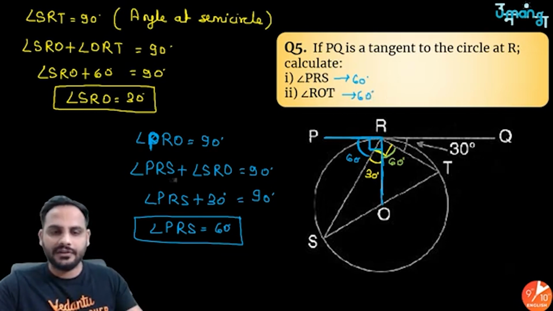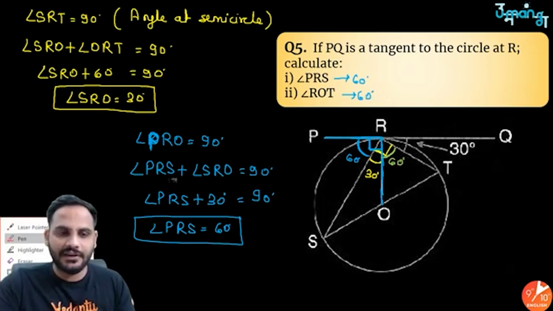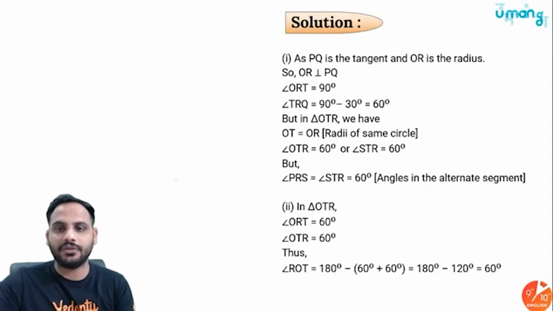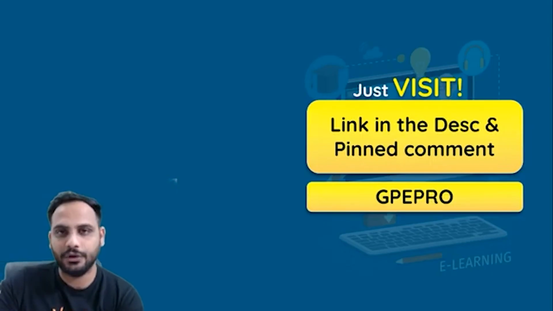Okay, beta? So this is how this question should be done. Remember this thing, it is very important to revise the topic starting with the theorems, all the theorems, their proofs also. Please don't forget to practice.